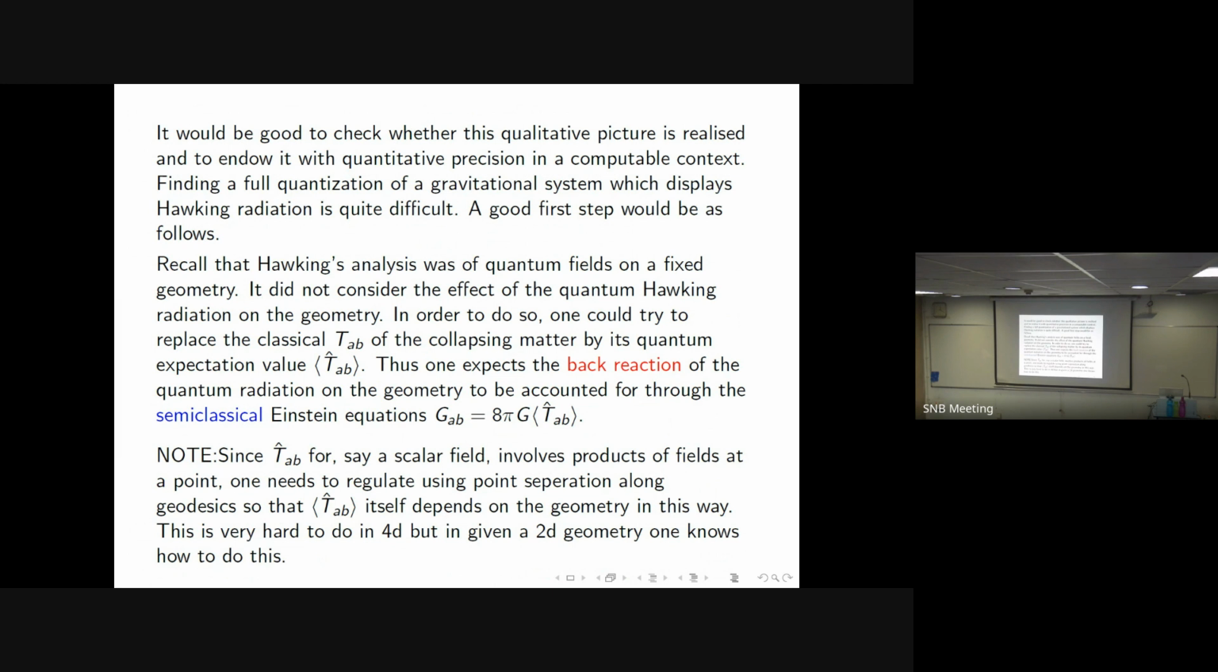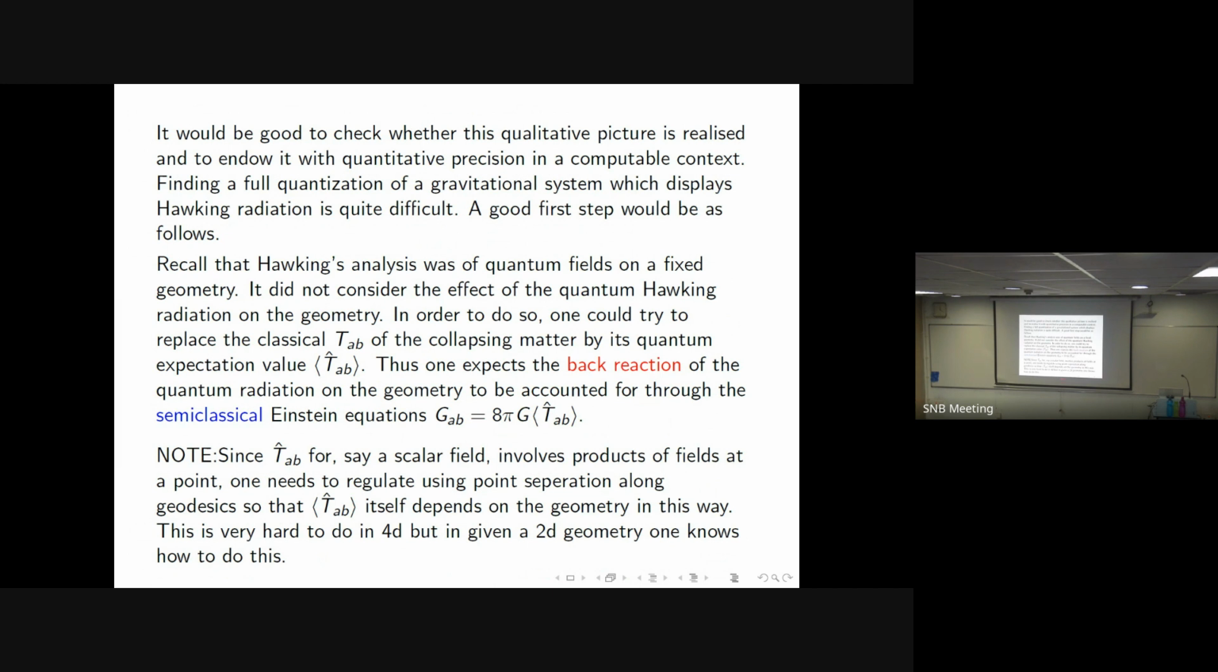So you need to do some point separation to regulate this object. Geometrically, what you do is separate the points by geodesics of the geometry. You have something moving on a geometry, you take point splitting by those geodesics and you do something, you regularize, and finally you get some answer.